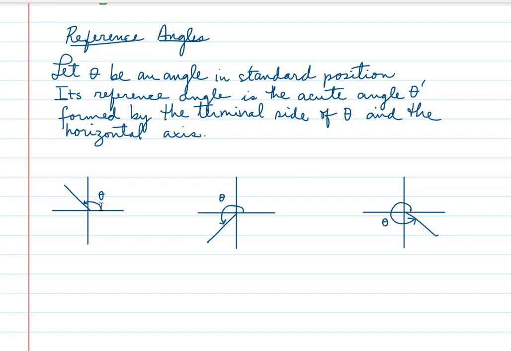Our reference angle, we'll call it theta prime, would be the angle formed by the terminal side of theta, in this case our angle here, whatever angle we have, with the horizontal axis. So for instance here, this would be your theta prime. Not this right here, not with the y-axis, but with the x-axis, or with the horizontal side. So this right here would be your theta prime, your reference angle.